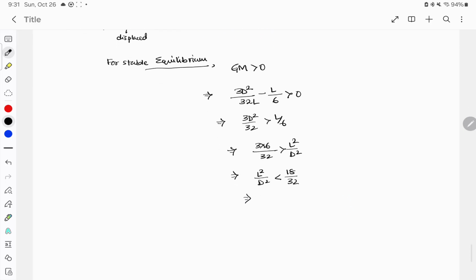And if we cut it, it is 9 by 16, and if we take the square root of 9 by 16, then L by D should be less than 3 by 4, which concludes our answer. This is the answer.